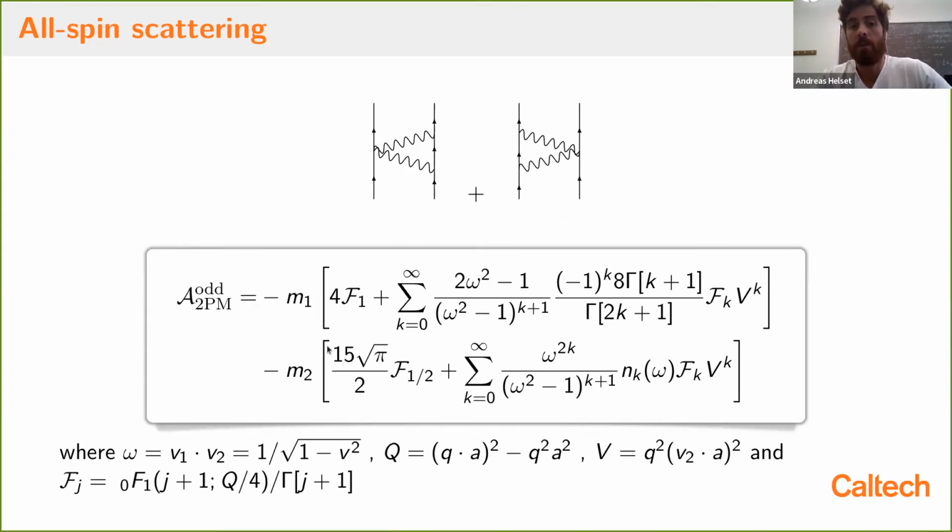So M1 and M2 are coming from these two different topologies. And it contains this infinite sum from k equals 0 to infinity. And all the spin dependence is soaked up in this capital V and this Q. And all the Q enters in these hypergeometric functions here. And then they're multiplied by some relatively simple form factors that depend on the relative velocity, which is here in v1.v2.